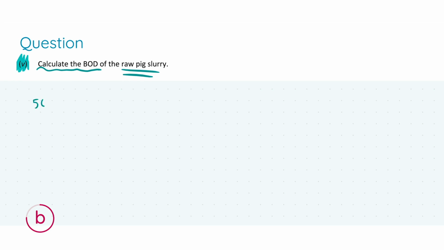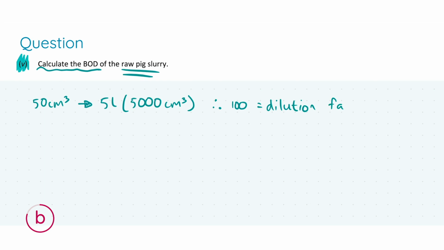What we know is we started out with a 50 centimeter cubed portion, and this was then changed to a 5 litre portion. Important thing to note here is that 5 litres is the same as 5,000 centimeters cubed. Therefore, in this stage, we have a dilution factor of 5,000 divided by 50, which is exactly the same as 100. The reason this is only for stage 1 is because, as we noted earlier in the question, a sample was diluted to 5 litres, and then a subsequent subsample was taken and diluted again to 5 litres, basically meaning that we diluted something twice.